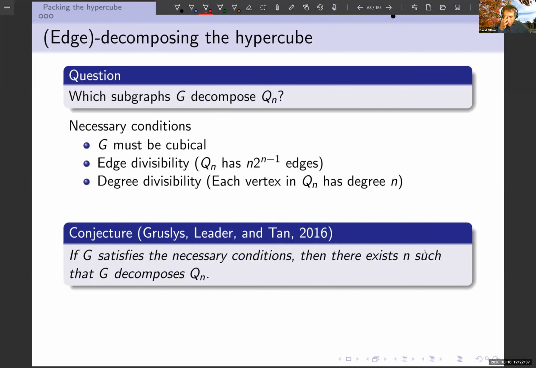I want to give some sympathy to this conjecture by saying the following. For packing, it worked this way: you did the vertex case, and then the edge case was a little harder, but it all worked out. Can I ask a question?